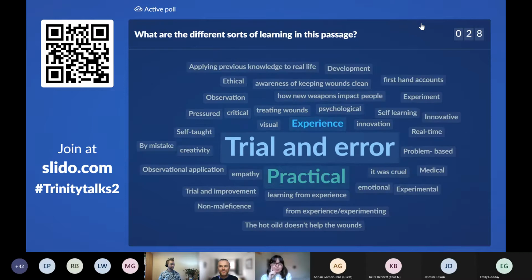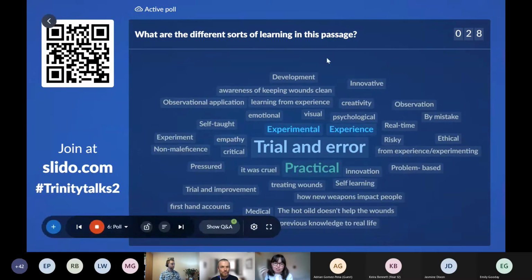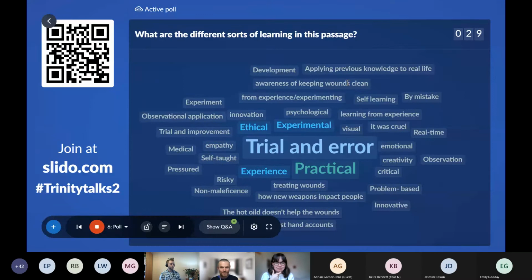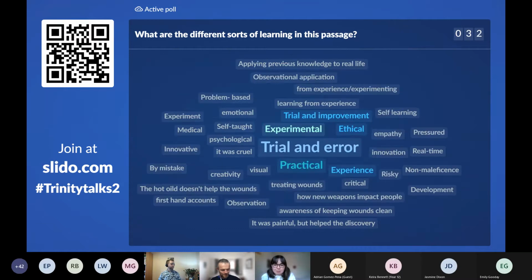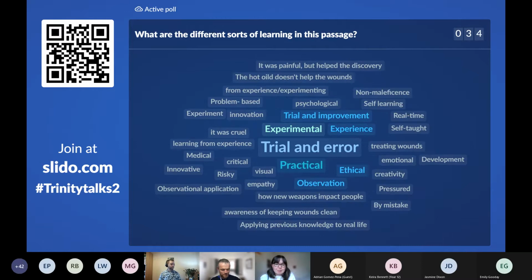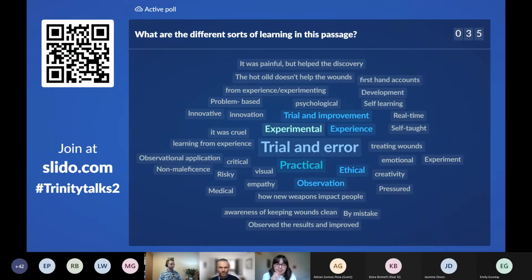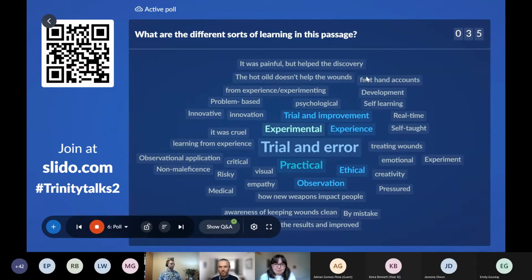Great. So what all of you have really focused on here is this idea of trial and error. I love that that's the biggest one, because yeah, exactly. I think the big take-home message of this passage is that he runs out of the materials that he normally uses, and so it's almost a kind of happy accident that he then has to use trial and error and has to experiment a little with something he hopes might work but isn't sure, and actually it's that which really works on the patient.